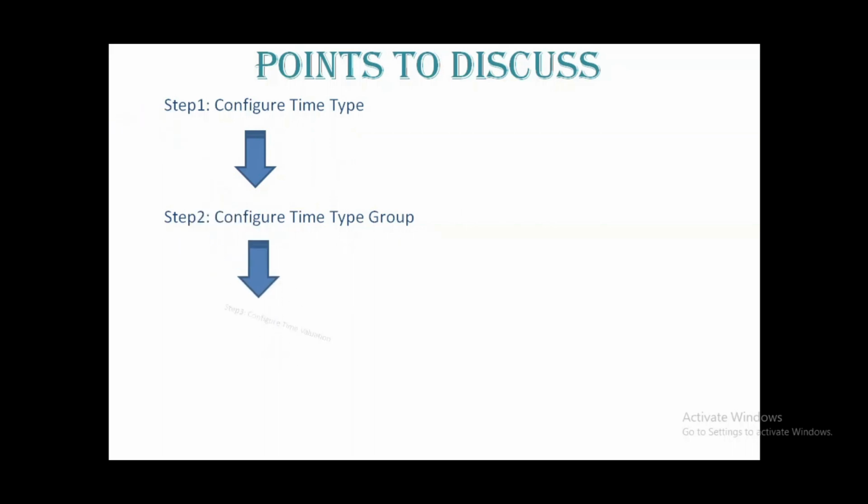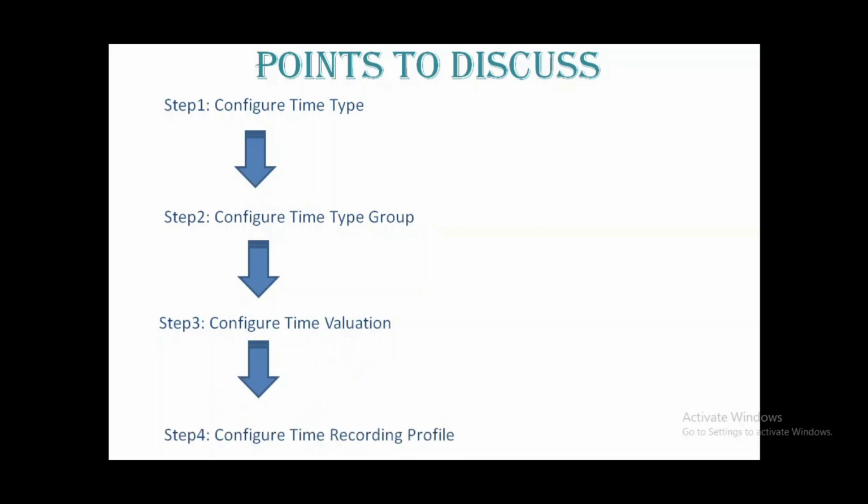Then the third step of this configuration is to configure time valuation. Time valuation is the object which will help us to segregate the regular working hours and the extra hours as overtime. Then the fourth step is the time recording profile. We have to assign this time valuation to our time recording profile, and then in the last step we have to assign this time recording profile to the employee's job information so that the employee can avail this functionality of overtime calculation via timesheet.